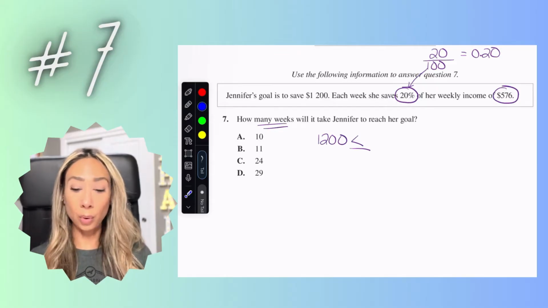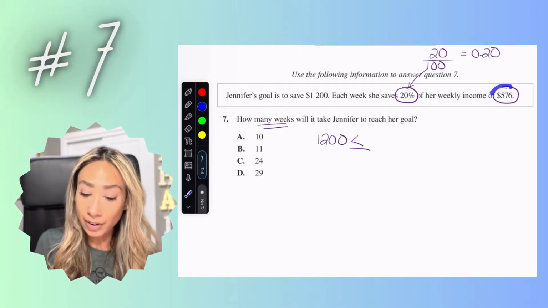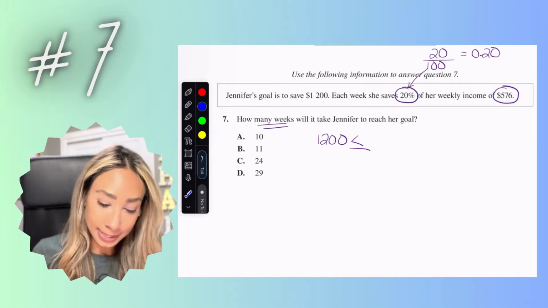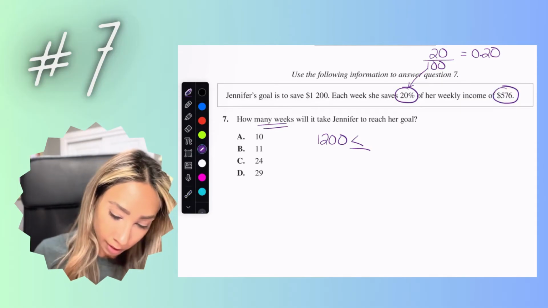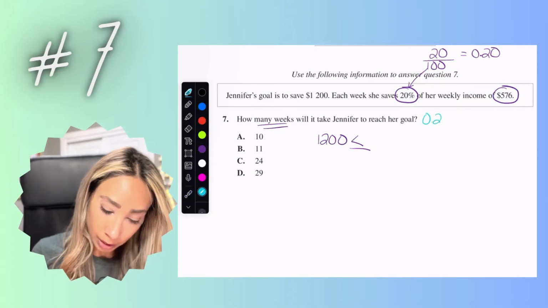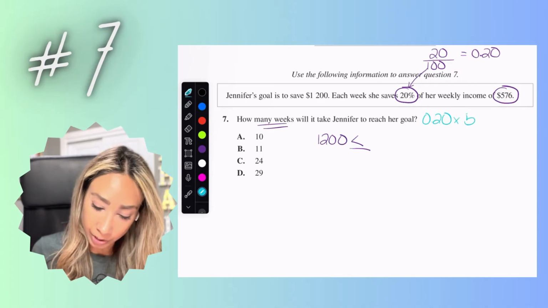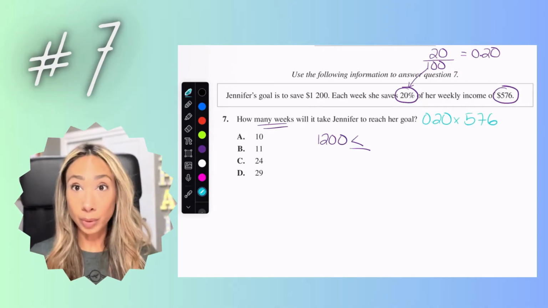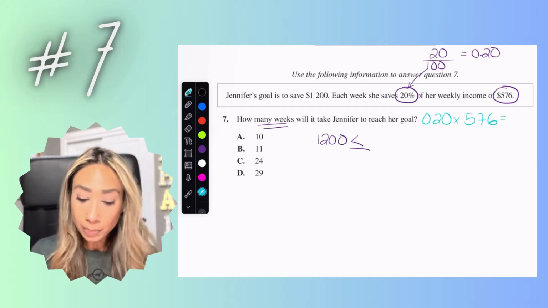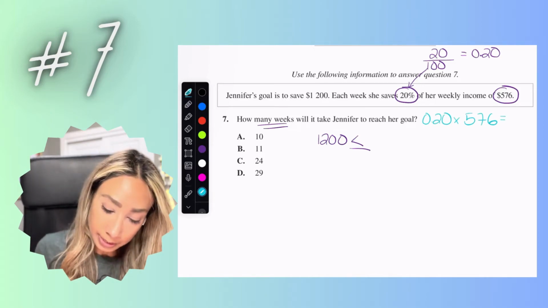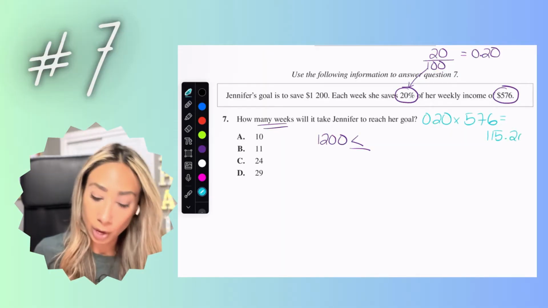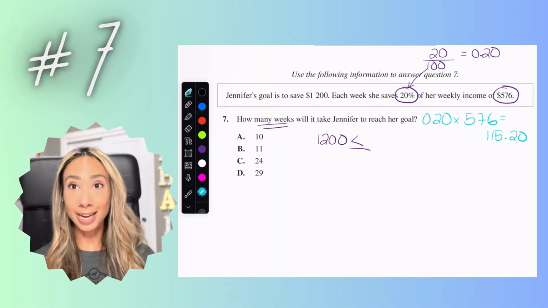Now we need to figure out, well, what's 20% of 576? So I'm going to take that decimal, 0.20, and multiply it by 576 to figure out what that 20% is going to be. When I multiply those together, I'm going to get 115.20. So that's how much money she's setting aside each week.